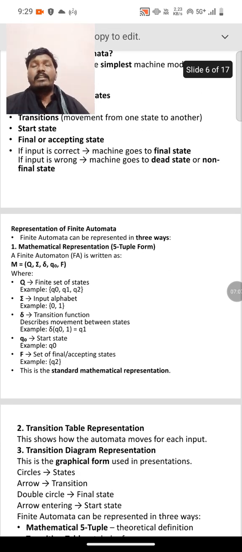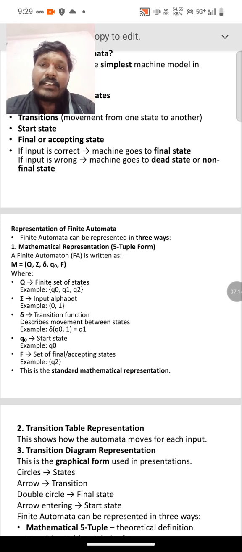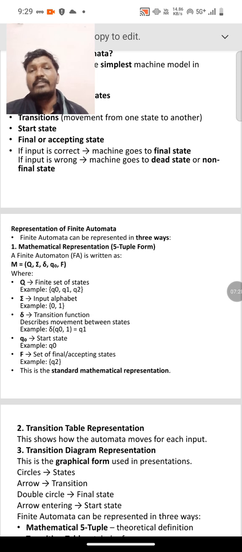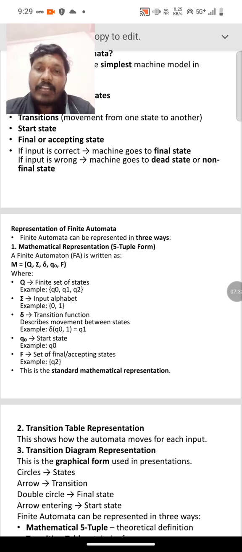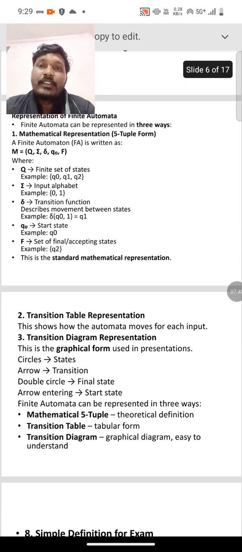Representation of finite automata. Finite automata is represented in three ways. First one is mathematical representation. A finite automata mathematical representation is represented with 5 tuples: Q, sigma, delta, Q naught, F. Here Q is the finite set of states, sigma is the input symbol or input alphabet, delta is the transition function, Q naught is the start state, and F is the final state.